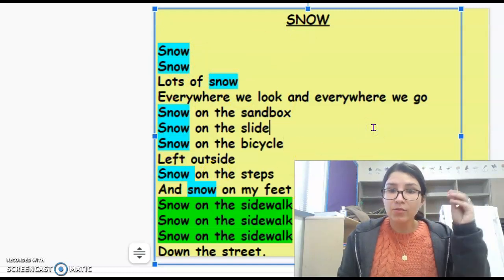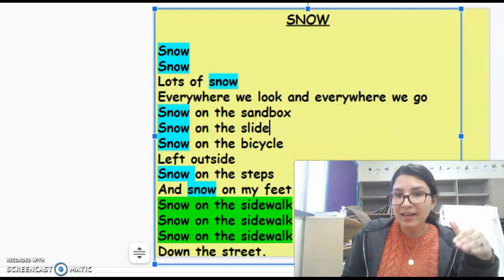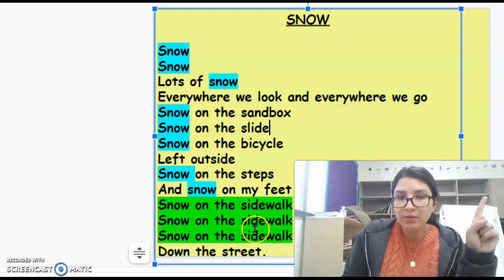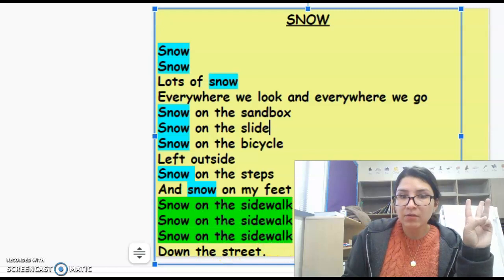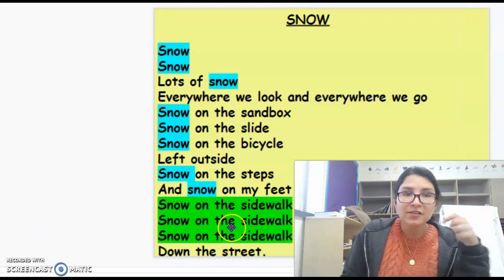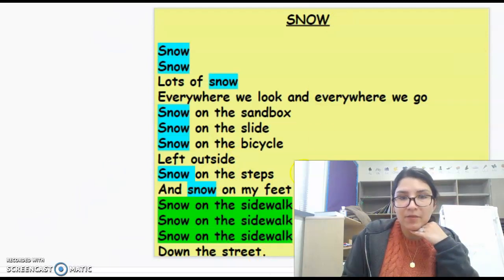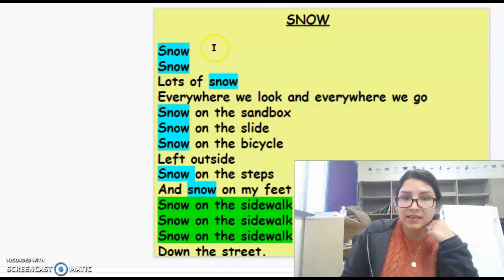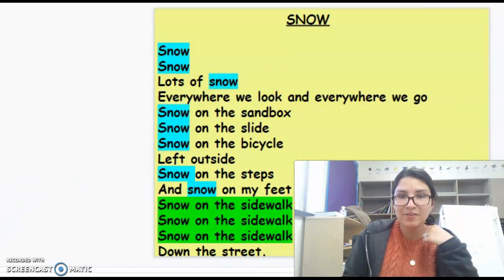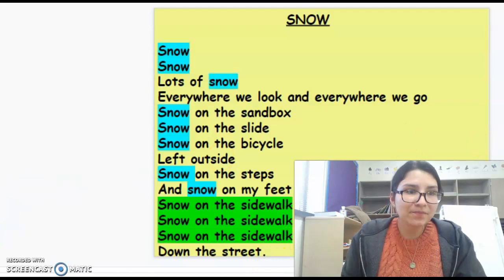And then, so remember, words can be repeated or lines can be repeated. Snow on the sidewalk, snow on the sidewalk, snow on the sidewalk. That line was repeated 3 times. So this is an example of repetition in a poem. Also, we talked about some poems have titles. Here's a title. And we talked about how some poems don't always end in a complete sentence after the end of each line. There's no period here until the very last line. So that's another example that we talked about earlier.